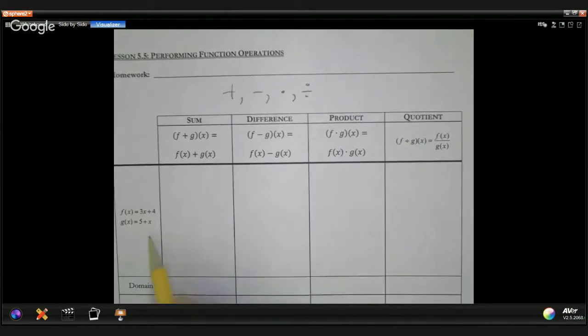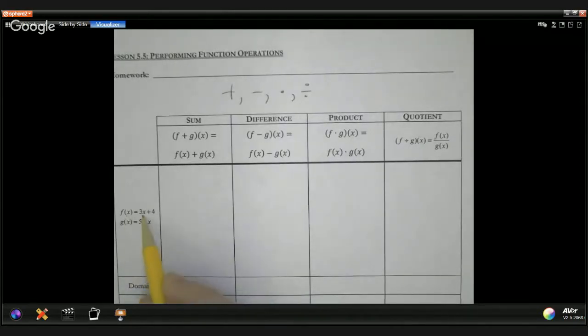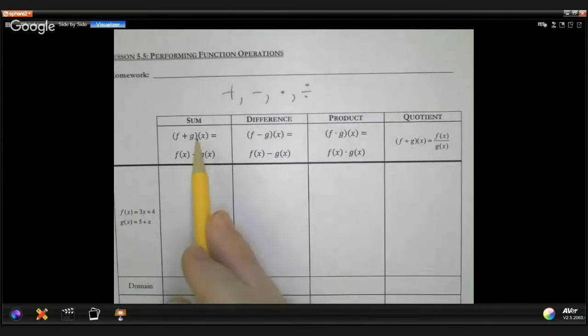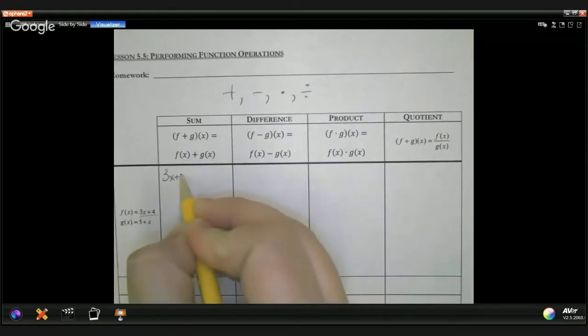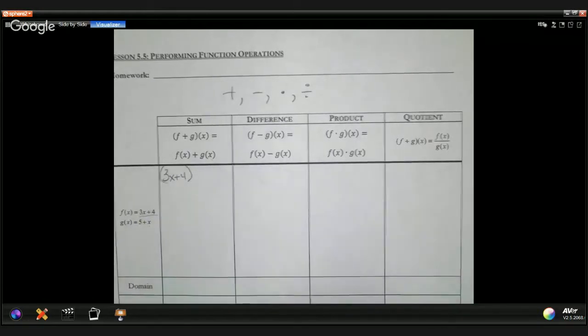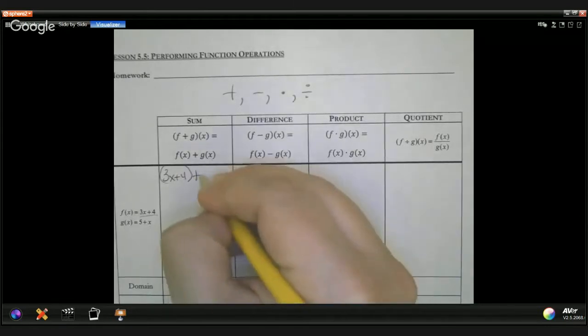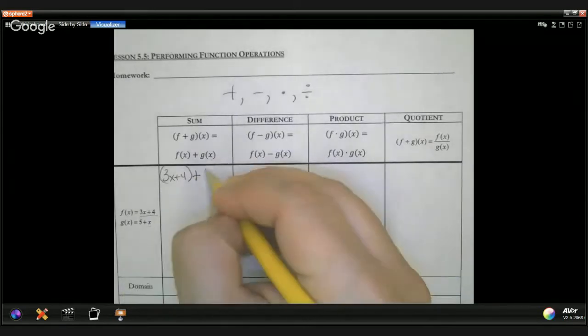So my first problem, I have an f function that's 3x plus 4, and then I have a g function that's 5 plus x. And so the first thing we have to do is find the sum of them. So I'm actually going to do f of x plus g of x. So f of x is 3x plus 4. That's the first function. And I need to add my second function, g of x.